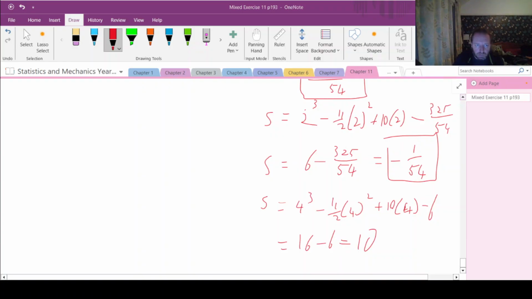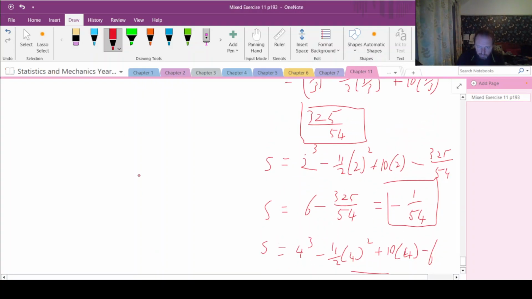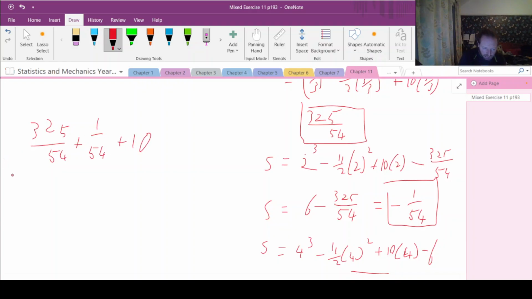Okay, and so then we can put it all together in terms of making it all positive numbers. We've got the important number there of 10, and so we have 325 over 54 plus 1 over 54 plus 10, and that gives us a total of 433 over 27 meters, taking the 3 distances separately but combining them all in a positive fashion.